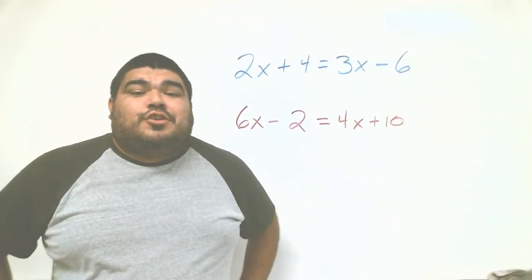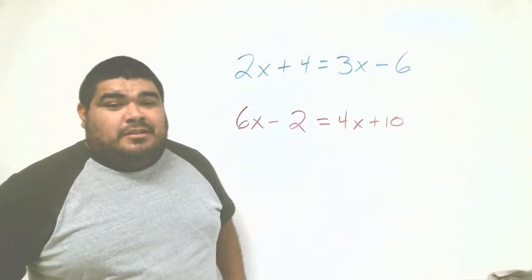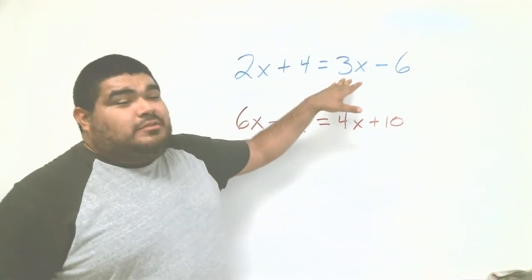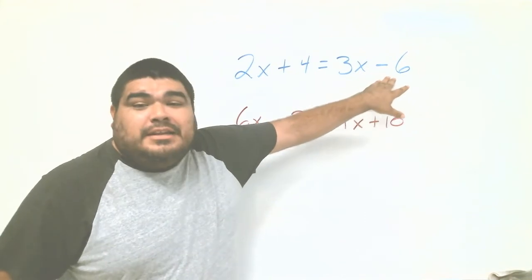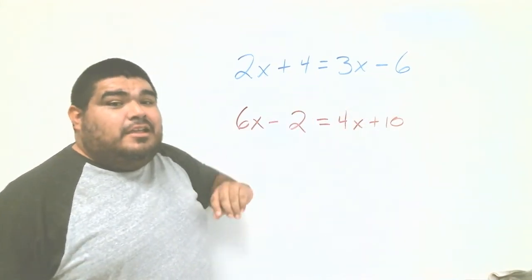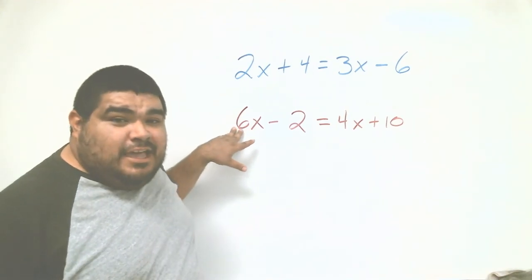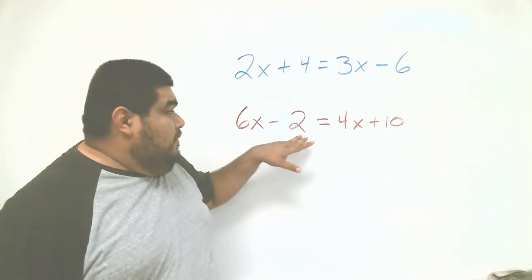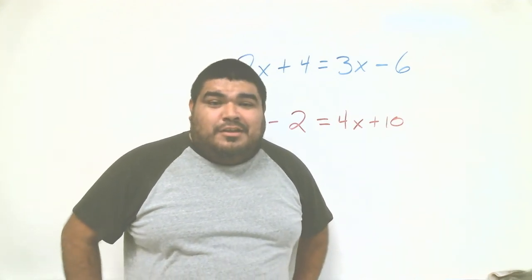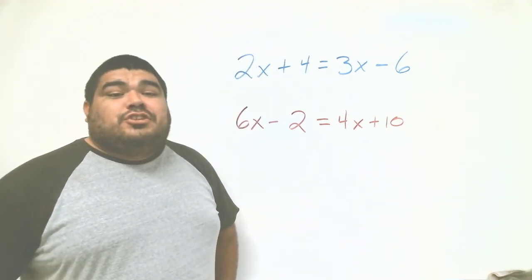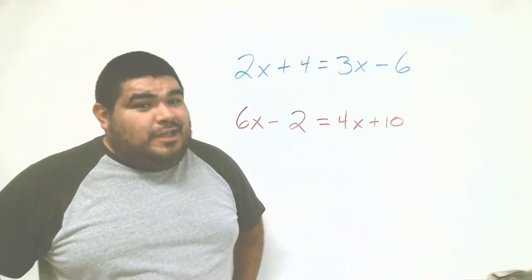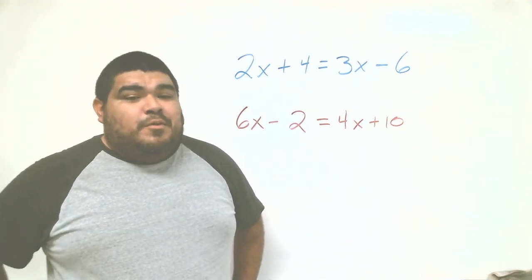Alrighty, guys. Your assignment for today is we have 2x plus 4 equals 3x minus 6 as your first problem. Solve for x. And then we have 6x minus 2 equals 4x plus 10. So make sure you submit your answers. Also your notes, don't forget. And I'll be waiting for your email.